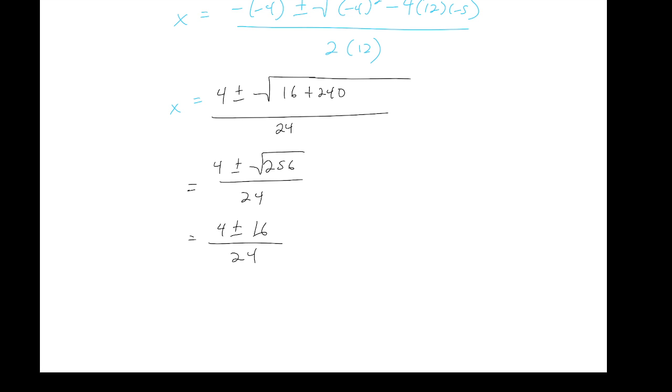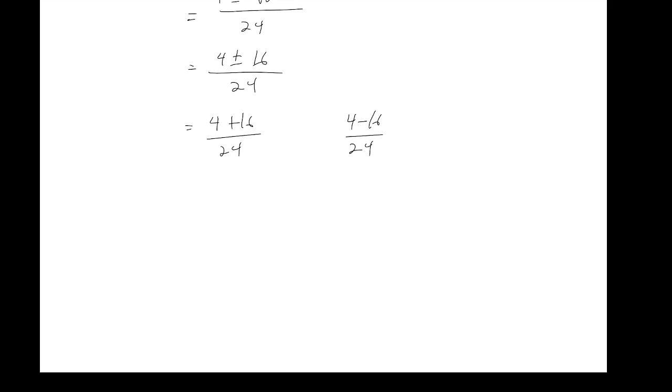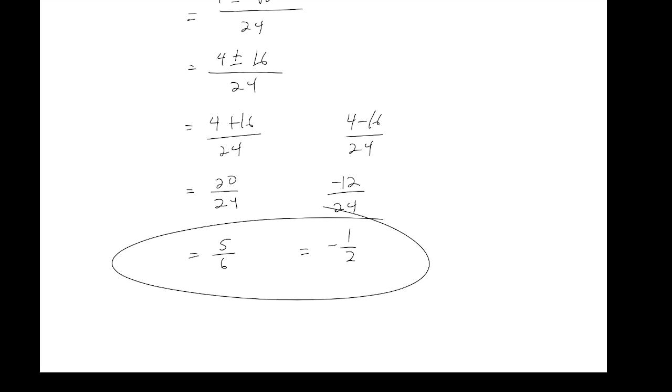So there we go. What I have here then is two things. I have 4 plus 16 over 24, and I have 4 minus 16 over 24. I'm going to get two separate fractions, right? 4 plus 16 is 20 over 24. 4 minus 16 is negative 12 over 24, which if we reduce is going to be 5 sixths and negative 1/2. That is our answer. It's beautiful because it always works.